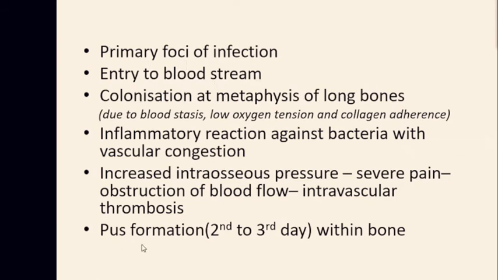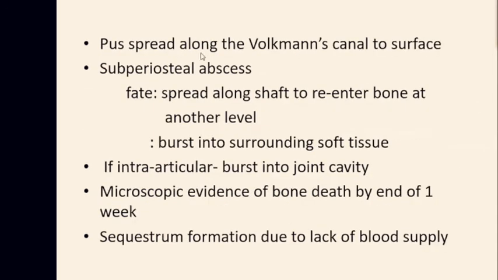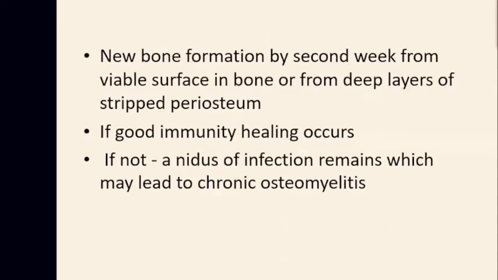So this is what I just explained to you, okay? Just remember that pus formation takes place in the second to third day within the bone. And the pus spreads along the Volkmann canal to the surface, to lie under the subperiosteal region to form the subperiosteal abscess, okay, and sequestrum, microscopic evidence of bone death, by the end of 1 week, okay. So this also I've just explained. If the infection is not controlled, a nidus of infection remains, which may lead to chronic osteomyelitis, okay.